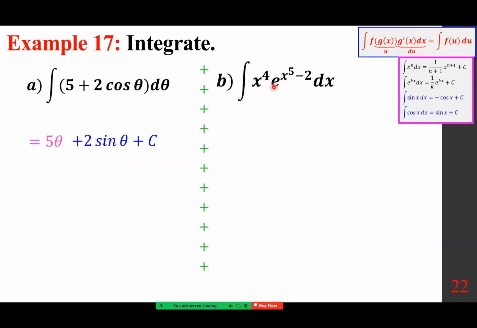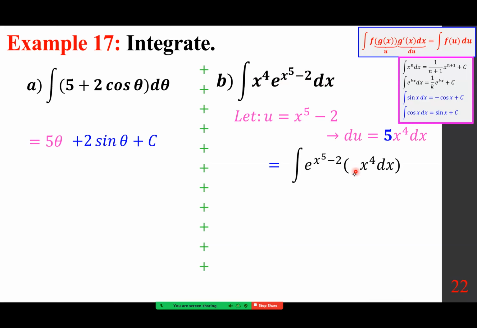Anytime you're dealing with e to some power, the exponent is a choice of u. You know its derivative is 5x to the power of 4 dx. We're going to move x to the power of 4 next to dx. And it becomes clear number 5 is missing.